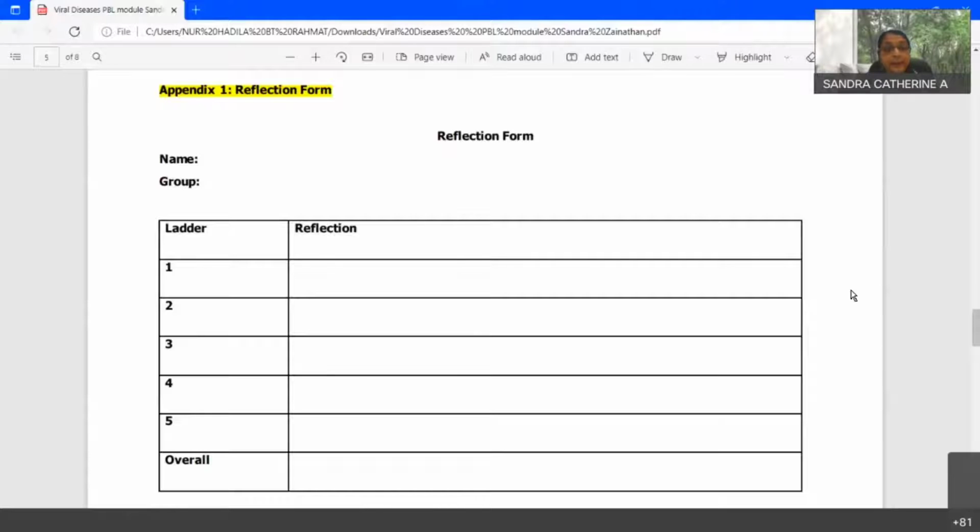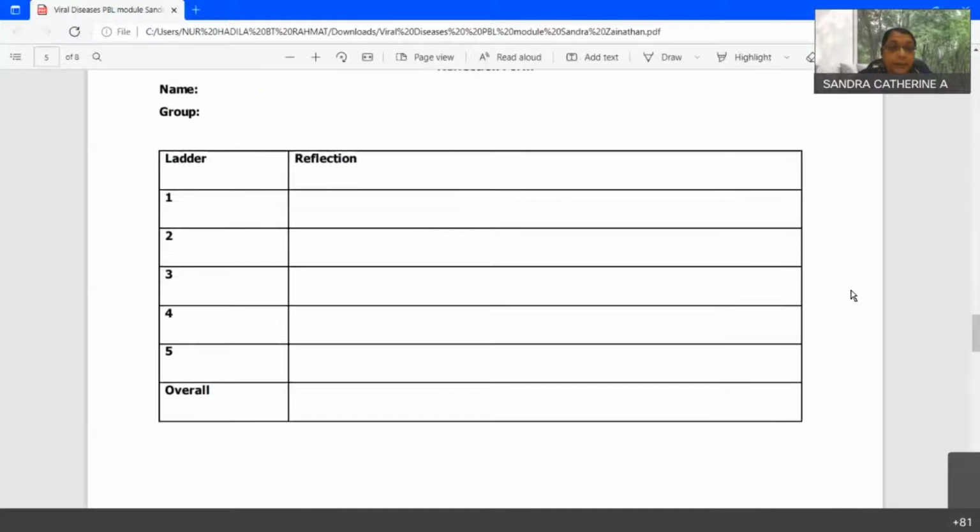So this is the reflection form. The students can fill up the reflection form regarding the PBL teaching and learning at each of the steps. For example, ladder 1 is where they have the trigger, they do the table, how did they feel, what did they learn, and so on. Ladder 2 is self-directed learning, what did they learn. Ladder 3, for example, presentation or poster presentation, and so on. The last one is reflection. Okay.